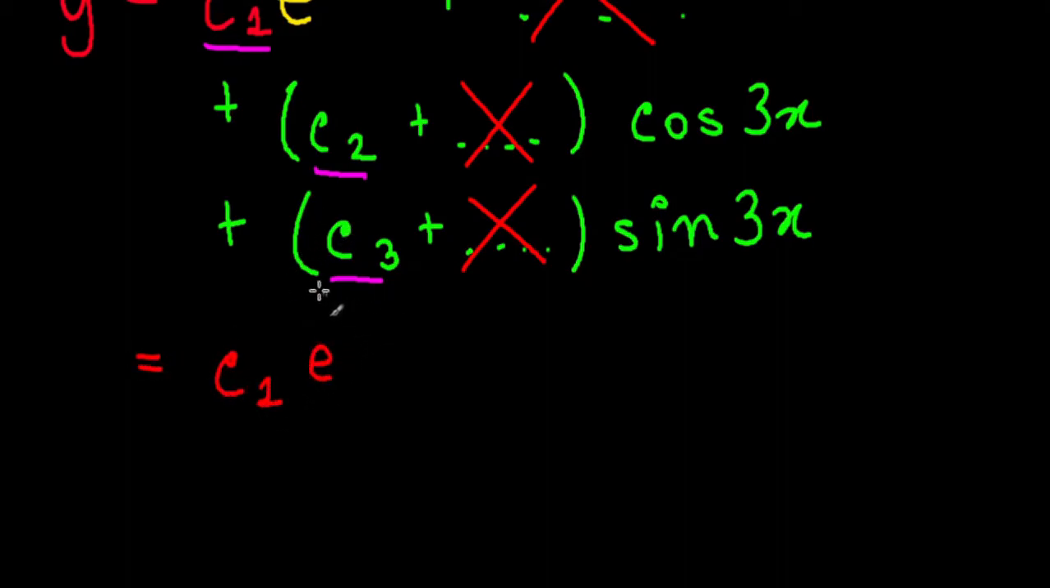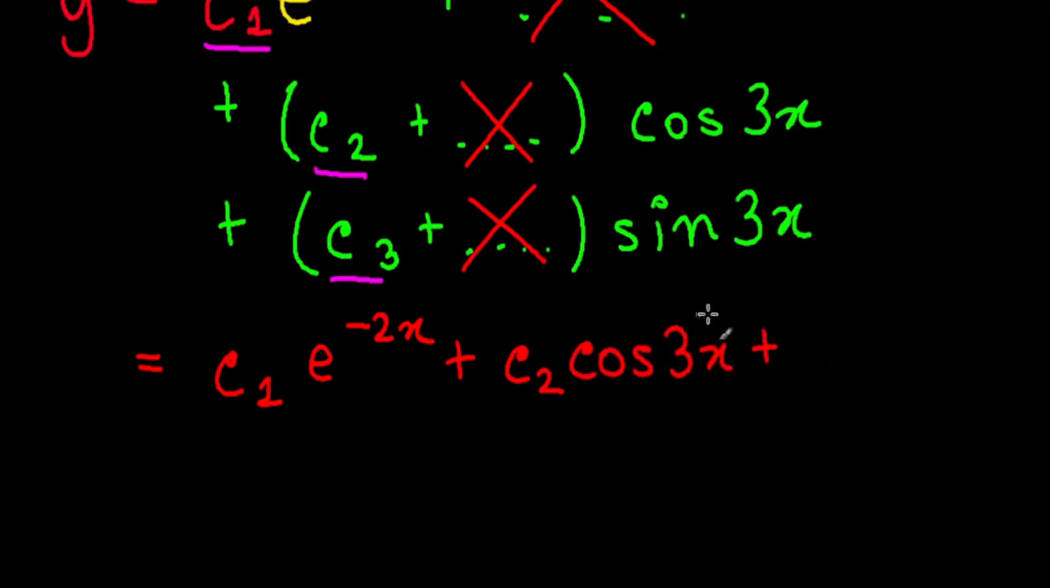It's c sub 1 e to the power negative 2x plus c sub 2 cosine of 3x. I already said, the exponential term has disappeared because the real portion is 0. And you have c3 multiplied by sine of 3x. This is your general solution for that differential equation question.